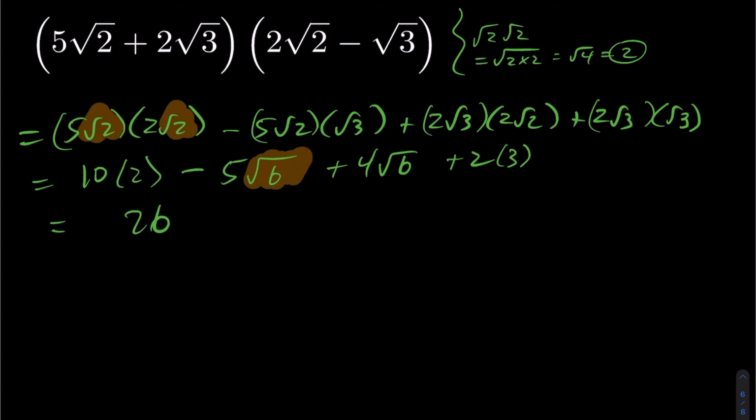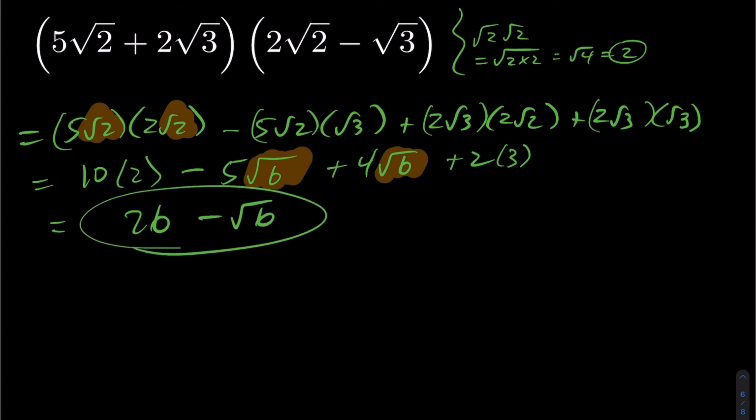I have minus 5 of these root 6's, and I'm adding 4 of these root 6's. So in total, I have minus 1 of these root 6's. So my simplified expression becomes 26 minus the root of 6. Let's take a look at another example.